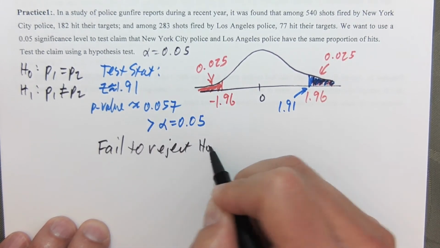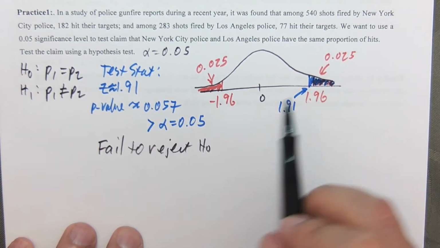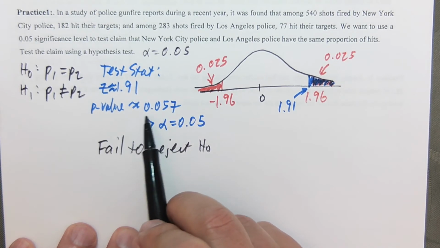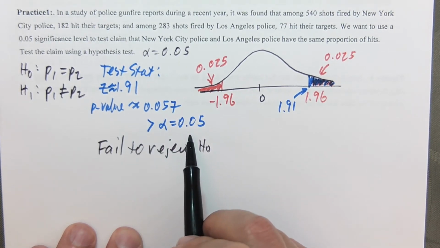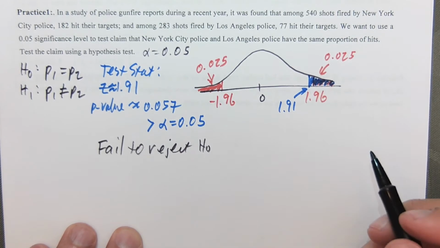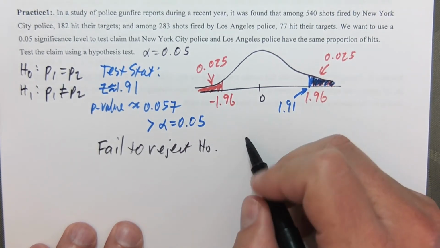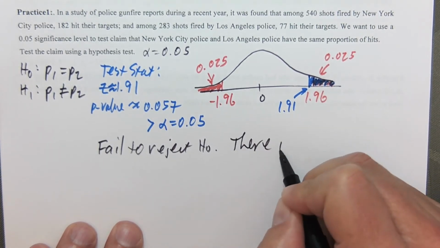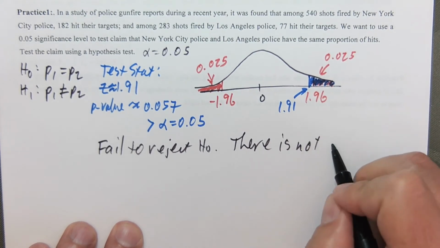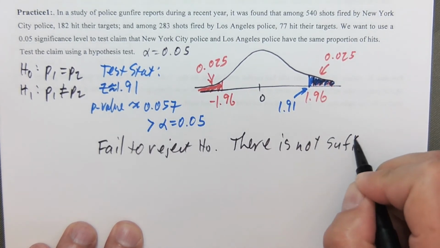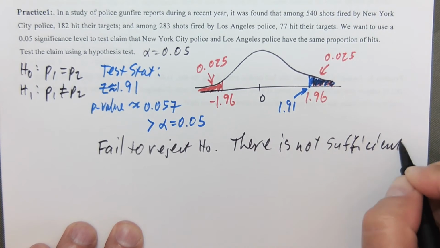The null hypothesis. Because the critical value, or I guess we could do the p-value method, the p-value is larger than the critical value, the alpha. And so that means that we fail to reject it, so there is not sufficient evidence.